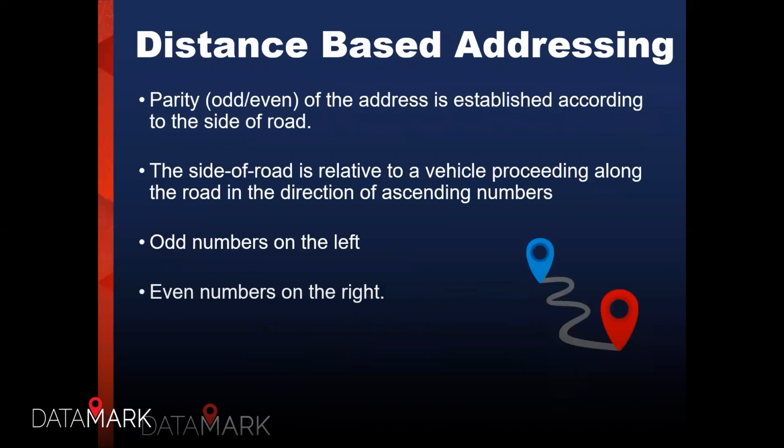When we talk about parity, we're talking about the occurrence of odd and even numbers on the appropriate side of the road. The side of the road is determined by a vehicle proceeding along a route in the direction of the numbers ascending. So you start on the road at lower numbers, and the numbers ascend as you go down the length of the road, with the odd numbers on the left and the even numbers on the right.